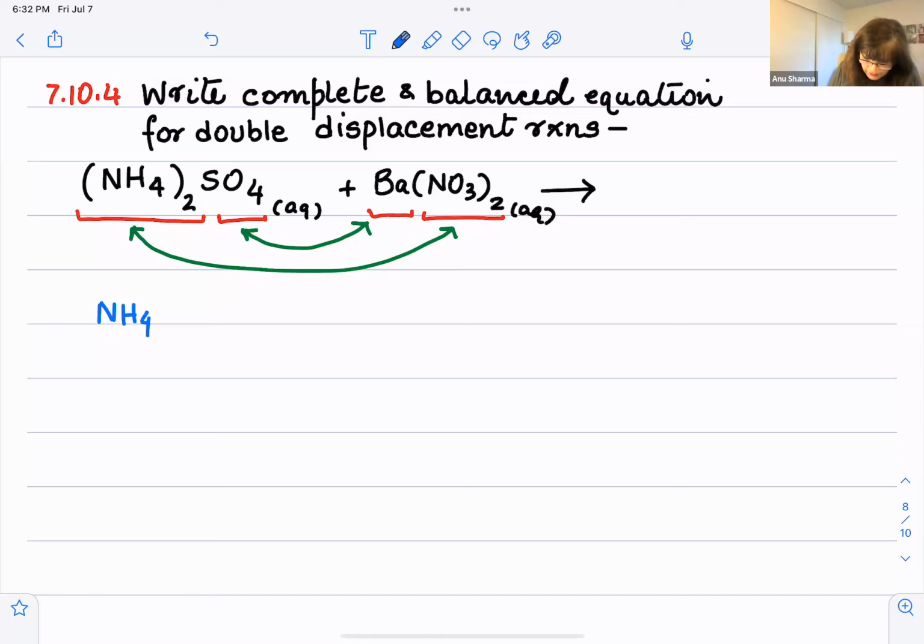Ammonium, NH4, will have +1 charge, but there are 2 ammoniums in this. And then you have sulfate. Sulfate is -2 charge. There's only one sulfate. So that's one piece. Next is barium.